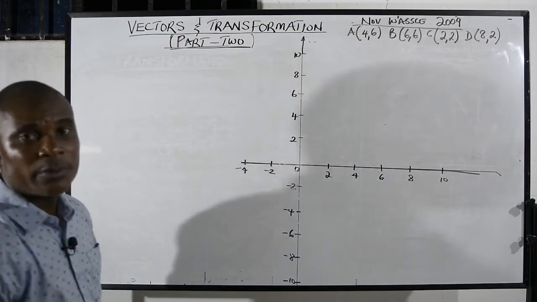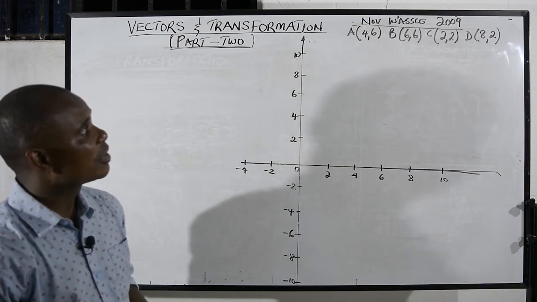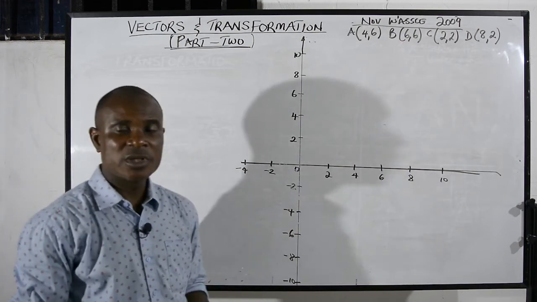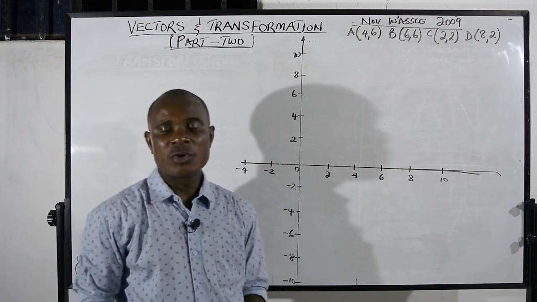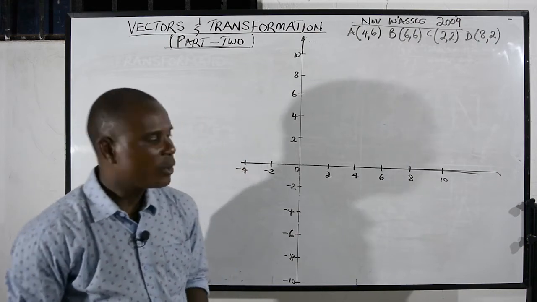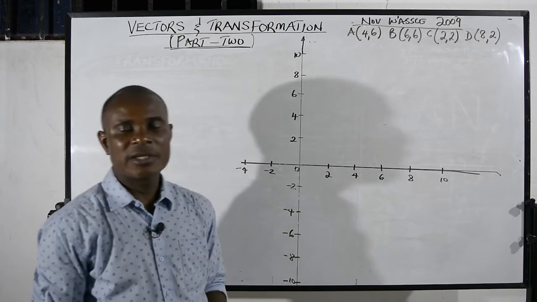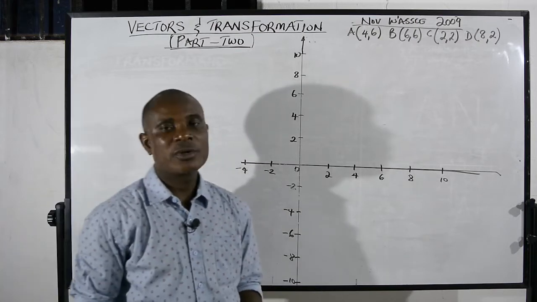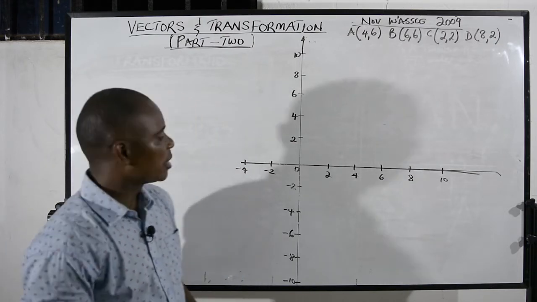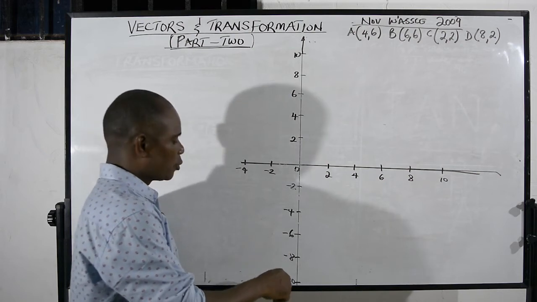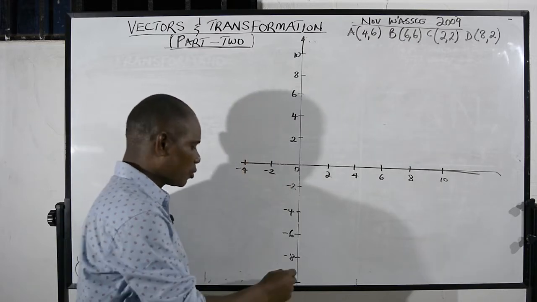Because of time, I'll be paraphrasing the question. The question says it is a quadrilateral, using a scale of 2 centimeters to 2 units on both axes. It says draw the two perpendicular axes OX and OY with intervals -10 ≤ x ≤ 10 on the x-axis, and -10 ≤ y ≤ 10. So now it tells you that your x-axis starts with -10 and goes to +10, and the y-axis also -10 to 10.